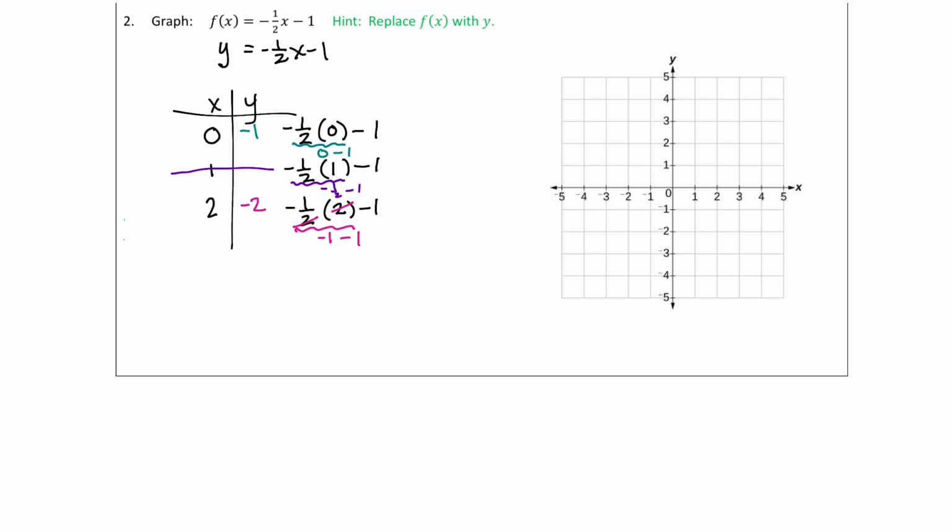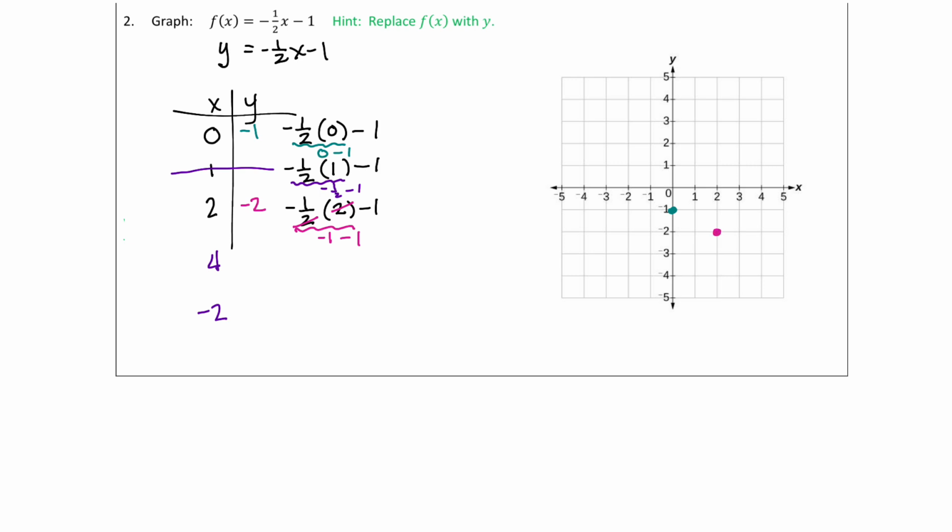So what would you choose over here for your next x value? It would not be 3, because 3 doesn't divide by 2. I'm going to choose either 4 or negative 2. Okay, 2 points is all you need, however. So I'm going to do 0, negative 1, and 2, negative 2.